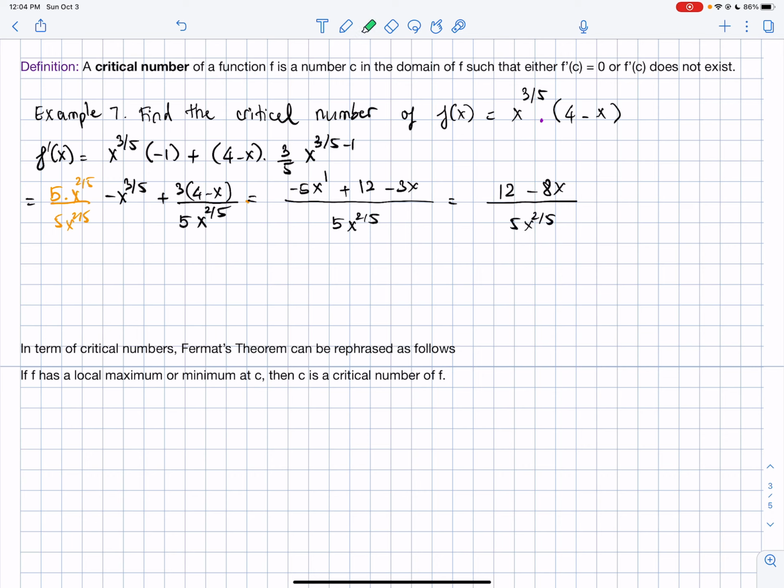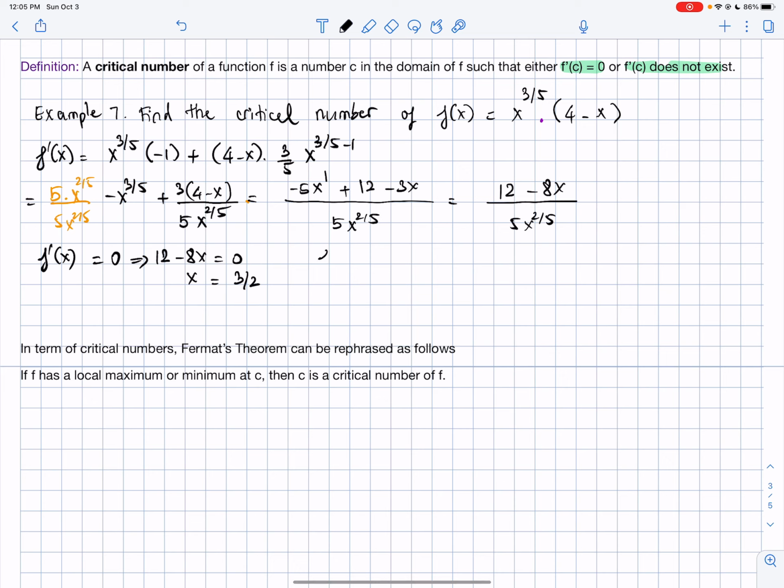Now follow the definition. We want to find the critical numbers. So we have to set f prime of x equal to 0, or we have to find the values of x that make f prime of x not exist. f prime of x equals 0 when 12 minus 8x equals 0. We solve for this and we get x equals 3 over 2.